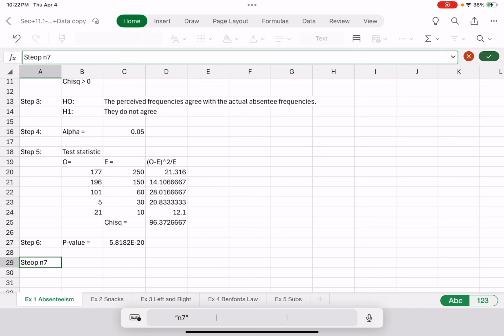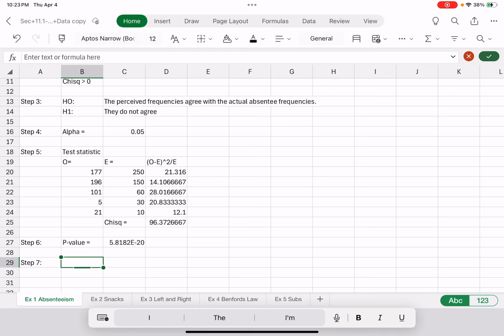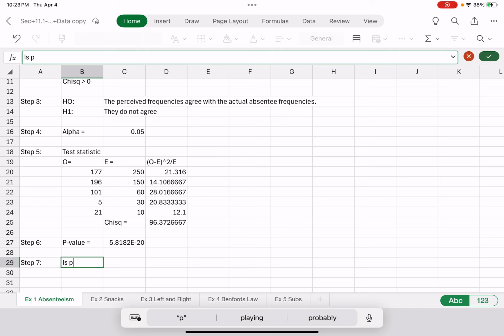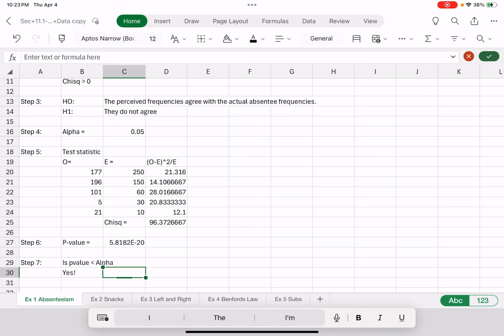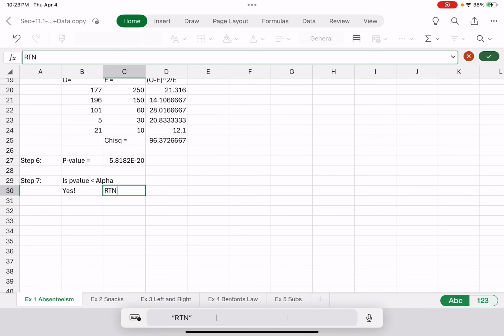So step 7 is to make my conclusion, make my determination, and is the p-value less than alpha? Yes, very much so. So I reject that null. I reject the null.